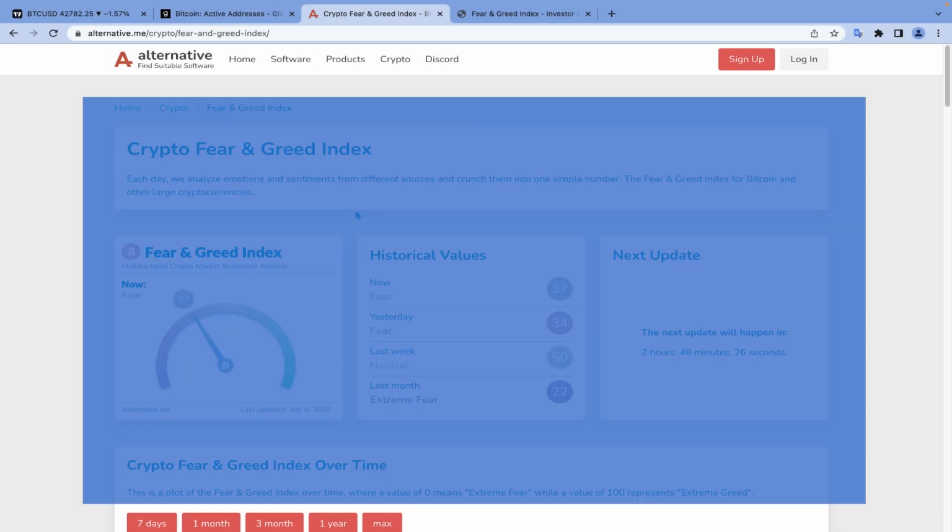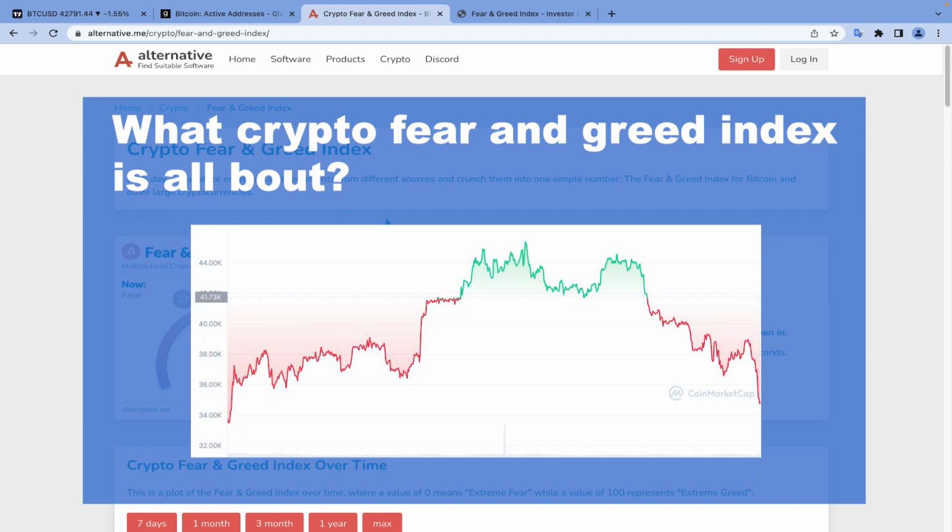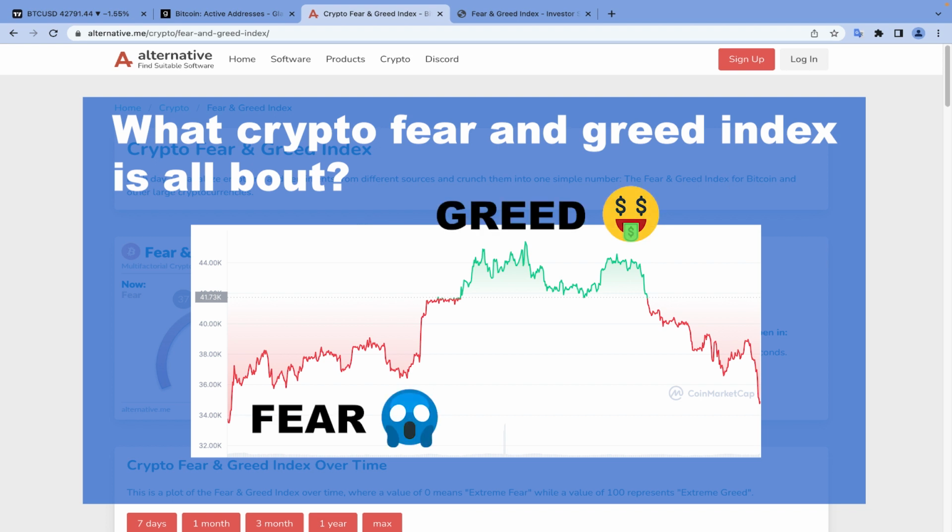Alright, first let's answer this question. What is the Crypto Fear and Greed Index all about? As you probably know, it's the psychology of market participants that moves the prices up or down, and they mostly act on 2 psychological characteristics, which are fear and greed. When fear is prevalent in the market, the asset becomes oversold because everybody is selling in fear of more losses. And when greed is prevalent in the market, the asset becomes overbought because everybody is buying in the hope of making more profit.